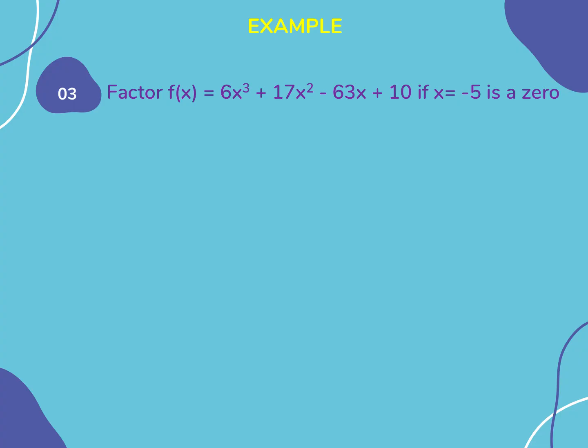All right, we can try the exact same thing here. I'm given that x equals negative 5 is a 0, so then I know that when I do synthetic division, we get 0 as our remainder. So let's just do our synthetic division.